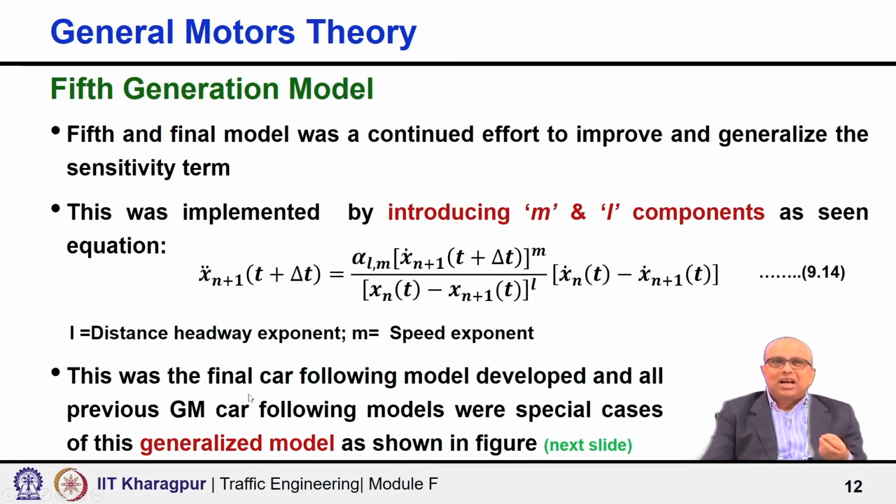So, this was the final car following model which was developed, and it was eventually realized that all previous General Motors car following models were actually special cases of this generalized fifth generation model. What is L? L is the distance headway exponent, because this is the distance headway to the power L. And what is m? It is the speed exponent, because it is x dot n plus 1 at time t plus delta t.